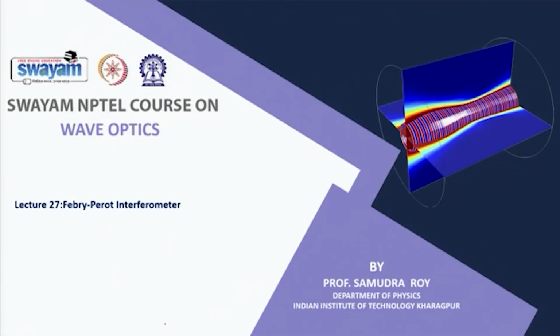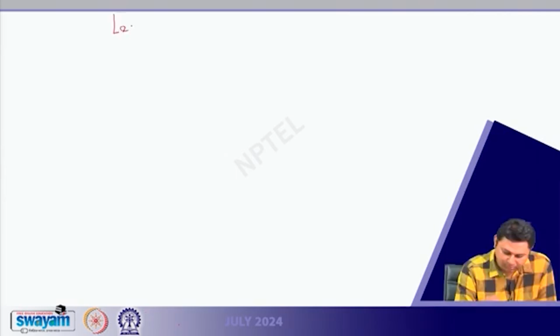Today we have lecture number 27 and we are going to discuss the Fabry-Perot interferometer. So today we have lecture number 27.